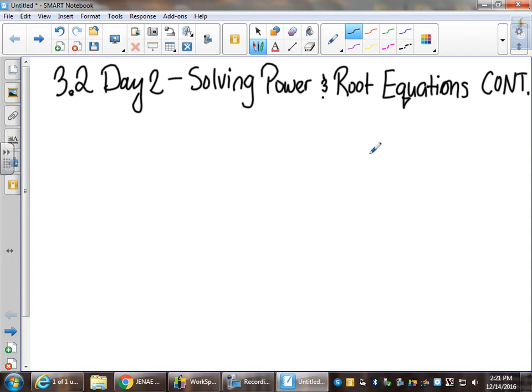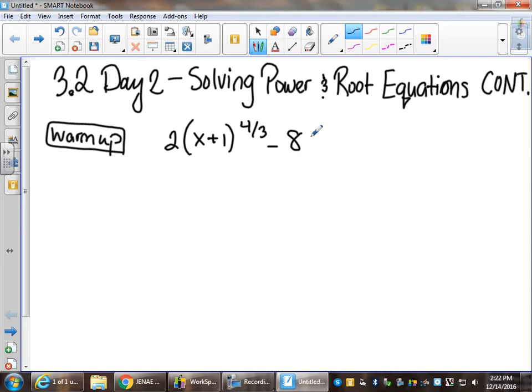We're actually going to pick up right where we left off from yesterday. The warm-up will be, which I would like you to genuinely try on your own first, please: 2 times (x plus 1) to the 4/3, minus 8, equals 24. Remember, your goal is to isolate the power term first before you take the inverse. So press pause and go ahead and try this, and then we'll come back and work on it together.